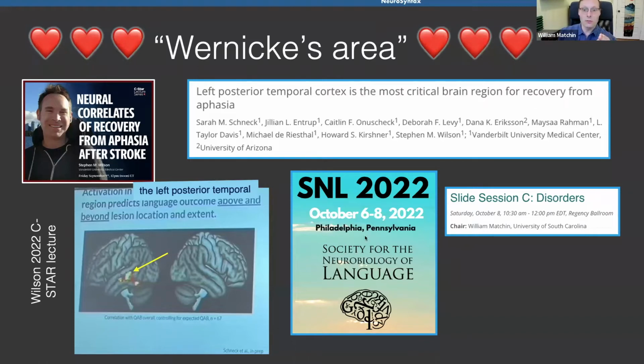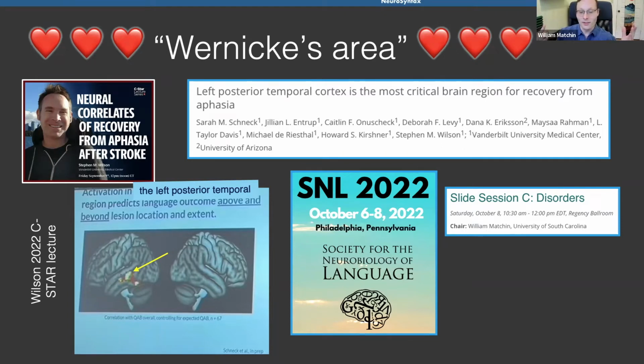And I believe that this will be presented at Neurobiology of Language next week. So I really look forward to this talk. And I just love this area. This area just shows up in everything that we look at. It seems to be the most critical area.